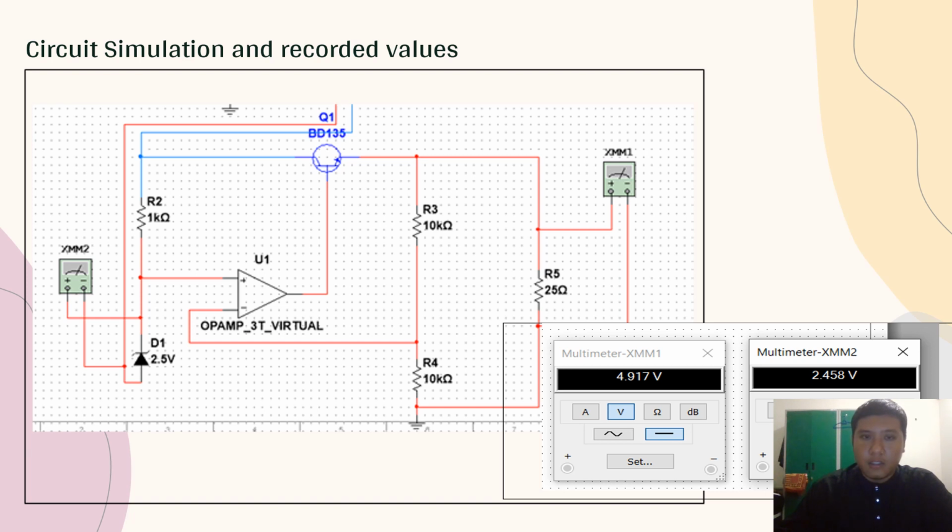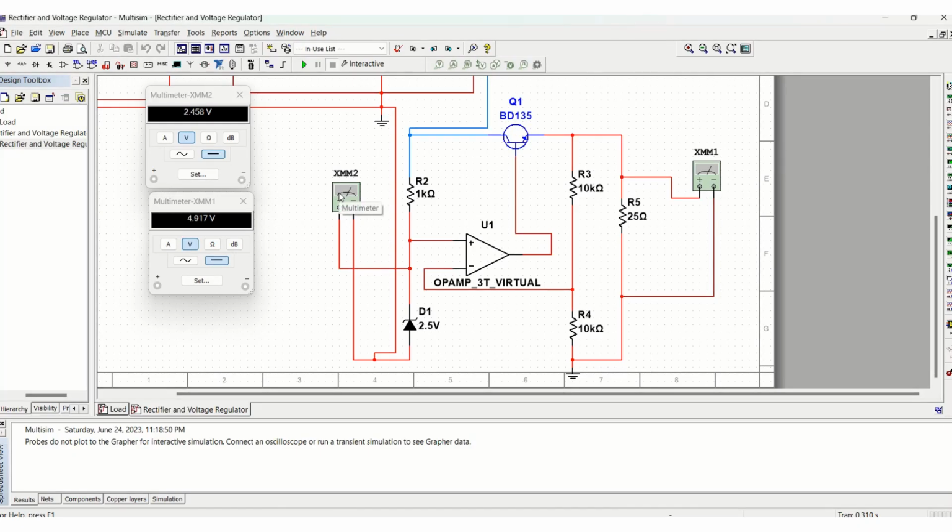So this is the circuit arrangement that we did on the Multisim software. The result that we can see from multimeter 1 is 4.917 volt, and from the second multimeter we gain 2.458 volt. So this is the simulation in Multisim, and the first multimeter is for the shunt voltage, 2.458 volt, and the second multimeter is for the output voltage, which is 4.917 volt.